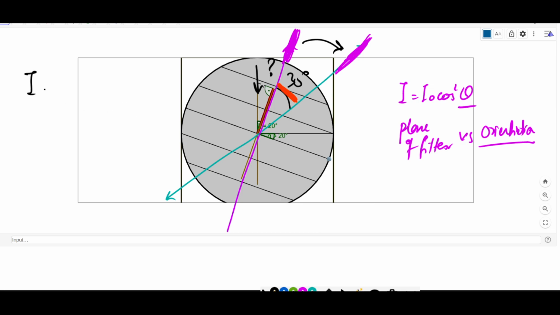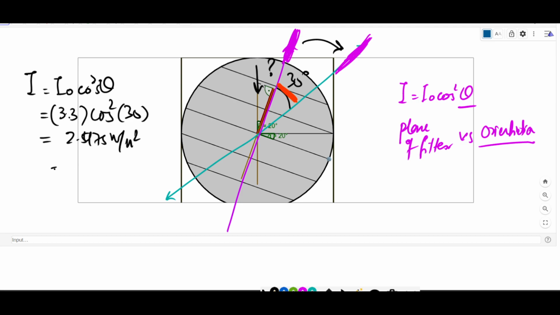So now the equation becomes I equals I naught cos square theta. But what did this filter receive? This filter received 3.3 after the first filter, so that becomes the input for the second filter. So this is going to be cos square of 30 degrees. Again, take the 30 degrees first, then take the square, then multiply by 3.3. You will get the answer as 2.5 or 2.47 watts per meter square, which becomes 2.5 watts per meter square, which is going to be your option B.